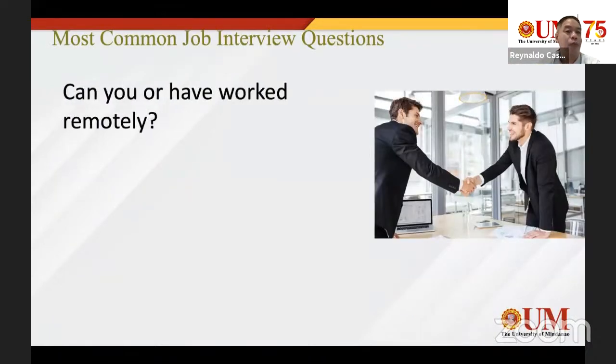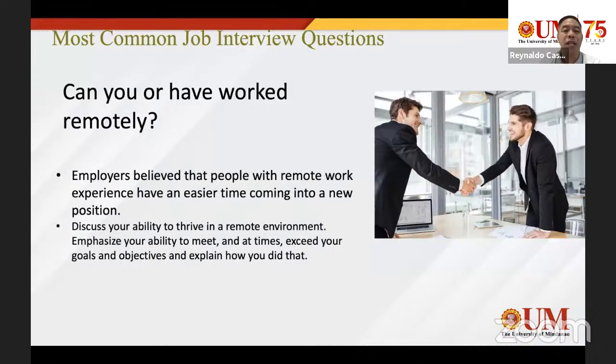Can you work remotely? No? Okay. So employers believe that people with remote work experience have an easier time coming into a new position. So the fact that we have experienced this pandemic situation and the new normal, the trend now is work from home or remote work.